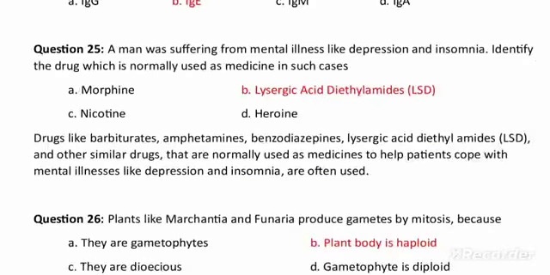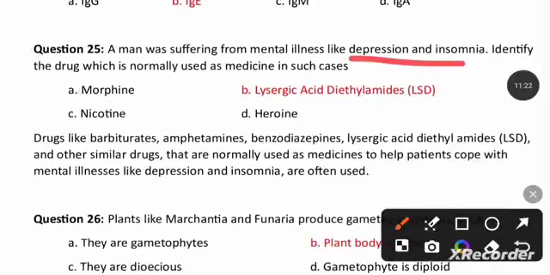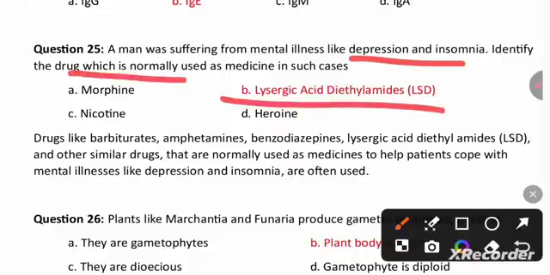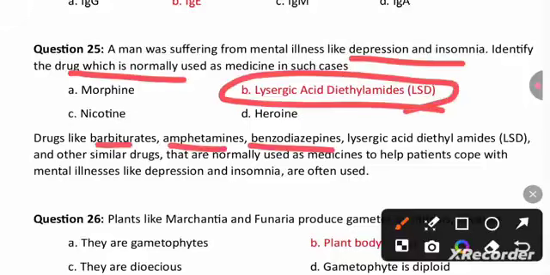A man was suffering from mental illness like depression and insomnia. Identify the drug normally used. The drug normally used is LSD. Along with LSD, barbiturates, amphetamines, and benzodiazepines can also be used to treat depression and insomnia.